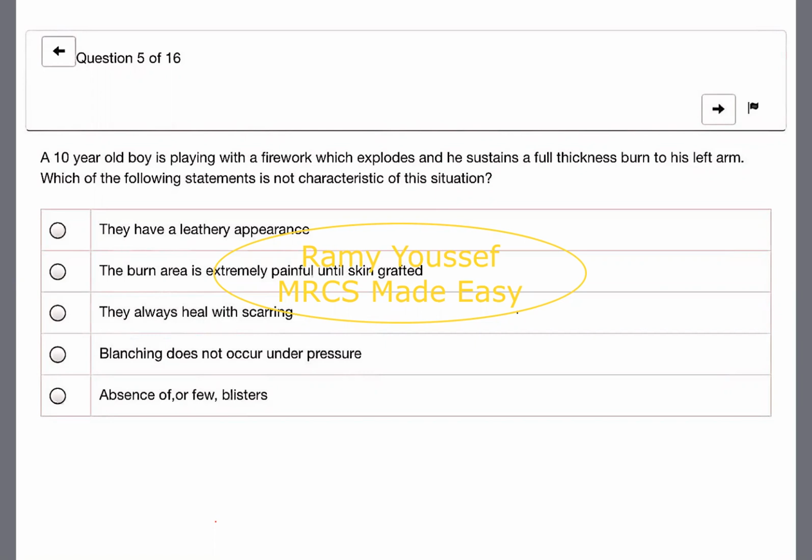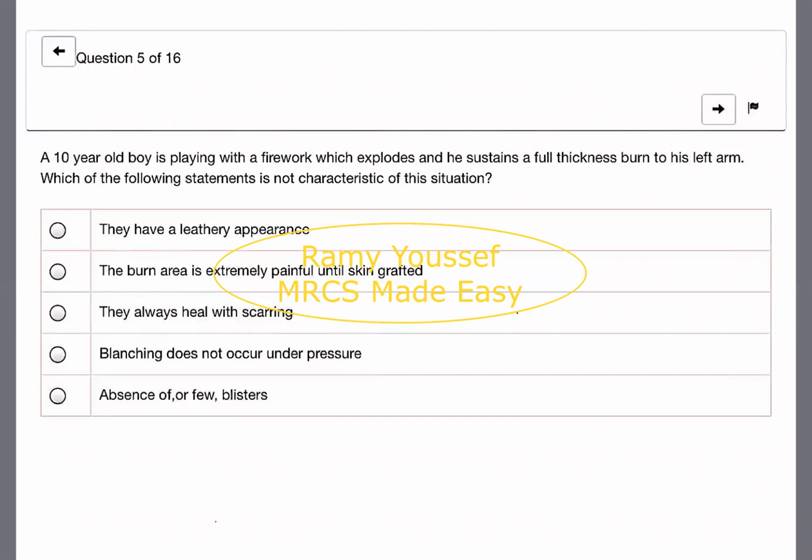Yeah, this is a full thickness, a third degree burn. So I'm going with B because the burn area is extremely painful. It's not painful, it's painless. So I'm going with B, because a third degree or full thickness burn is not associated with pain, it is painless. And this is wrong. Painless. Yeah.